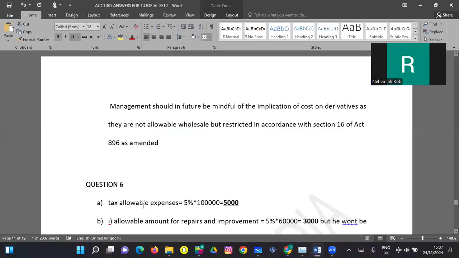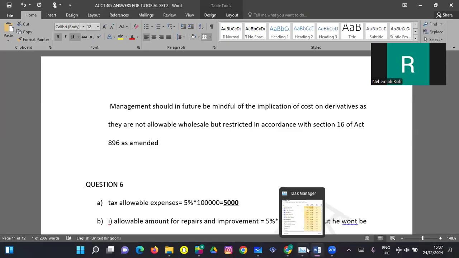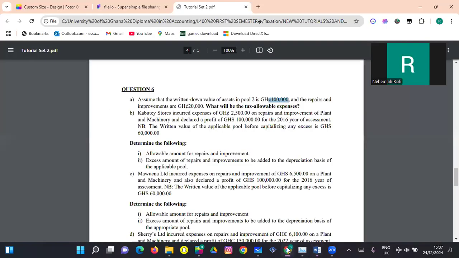So the tax allowable expense is only 5% of the 100,000, which is what? 5,000. So the amount that is left will be capitalized to the asset, right? We'll add it back to the value of the asset. So meaning that the allowable tax expense is only 5,000 and not 20,000.